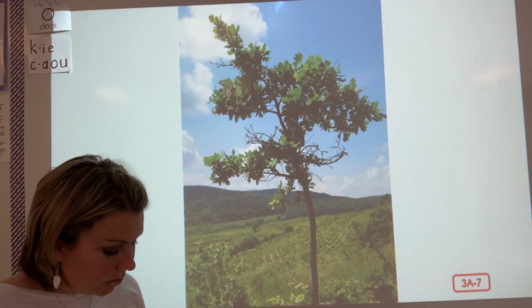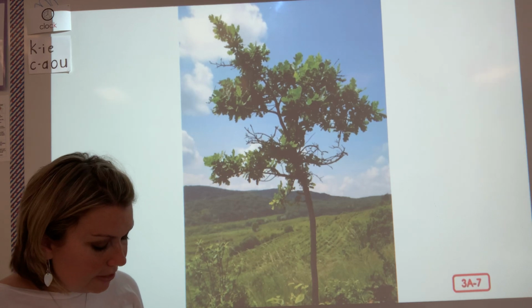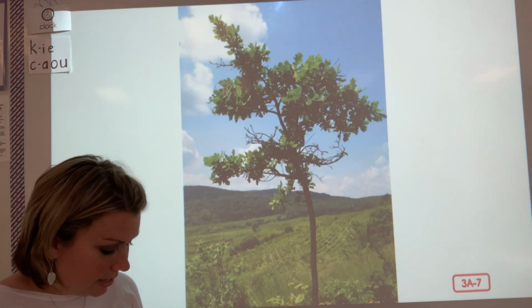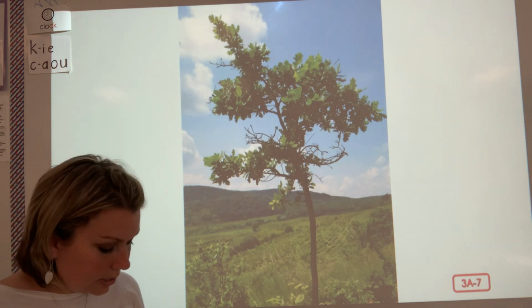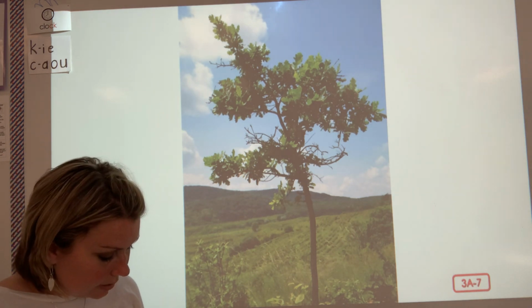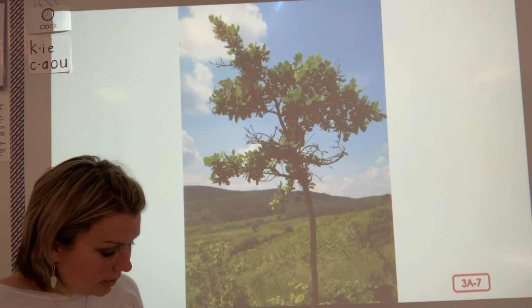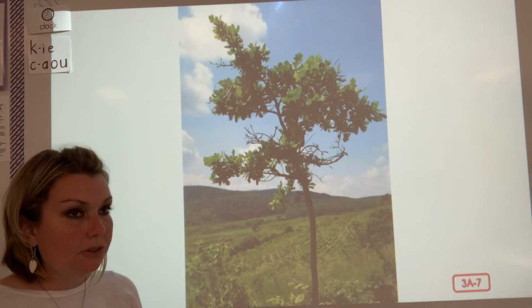After a few years, the oak will grow to the height of 10 or more feet, but it's still considered a young tree or sapling. This tree will still be called a sapling for several years to come.